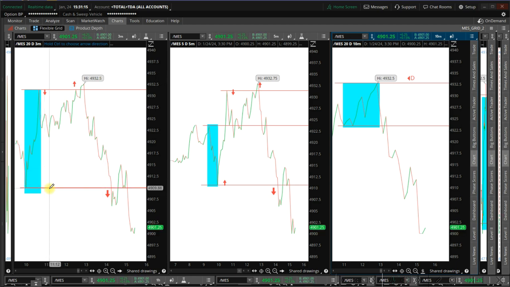We break the bottom of the channel here, we trend lower. We break the channel here, we break lower. We break the channel here, we go lower. All you have to do is swing from time frame to time frame to time frame to find an exact fractal. We found one here.